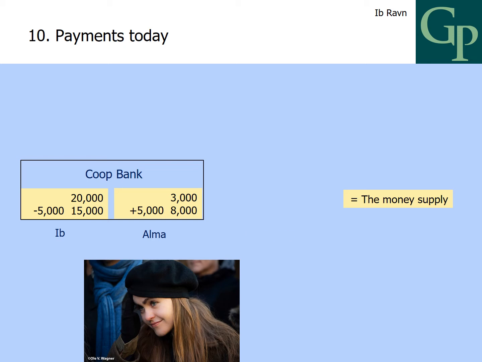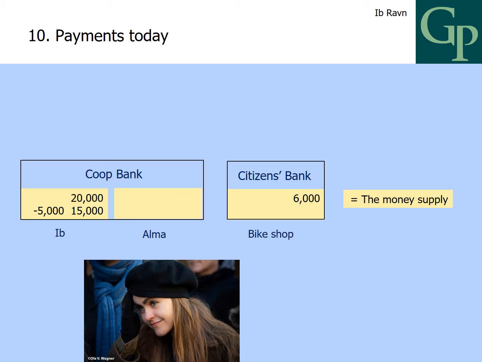Now say I want to buy a bike from the bike shop, which has an account with the Citizens Bank in the amount of 6,000 kroner. And let's ignore Alma's money for the moment. How do I pay the bike shop? How does my account money move to the bike shop's bank account?